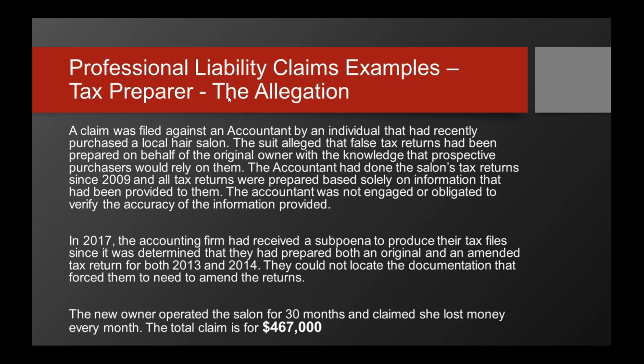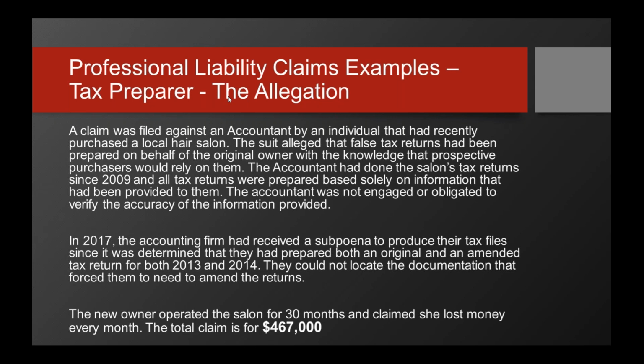This is an arena where we see a ton of claim activity, and really a ton of activity from a submission perspective and a binder perspective. Every single person that does taxes needs insurance. So this is a real basic example. Let me read it through, or I'll try and paraphrase it so that I'm not reading to you all. This is one where a suit alleged that a false tax return had been prepared on behalf of the original owner with knowledge that someone who was purchasing a business would rely on them.